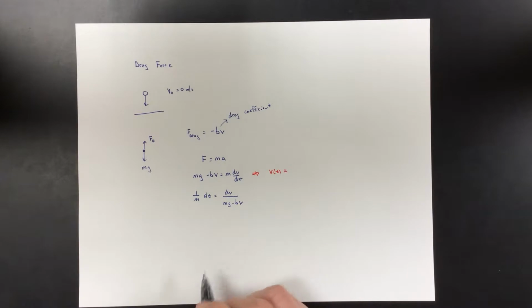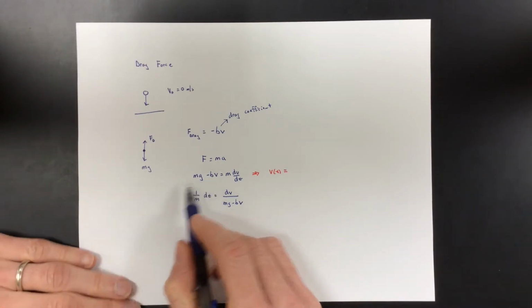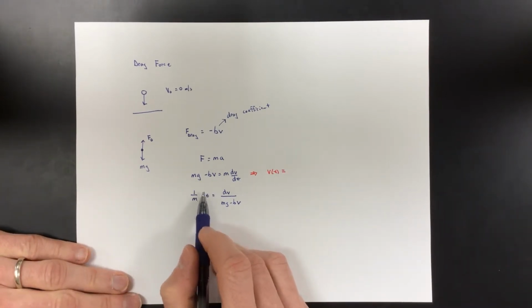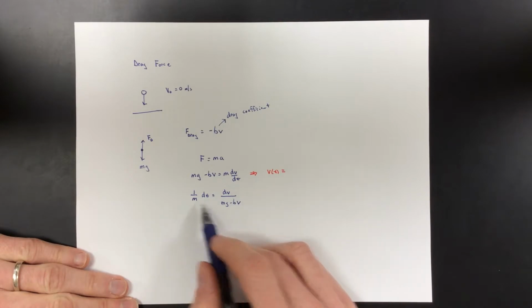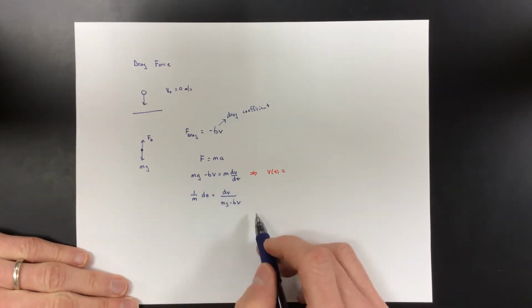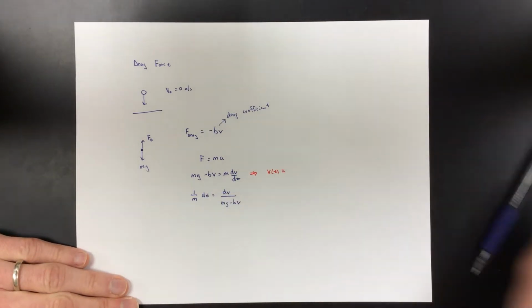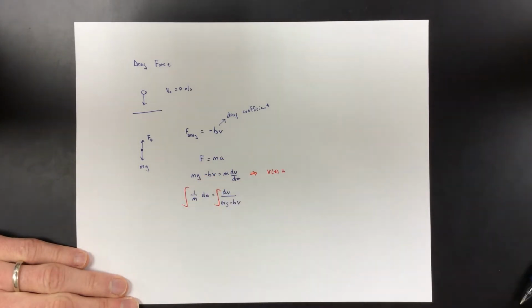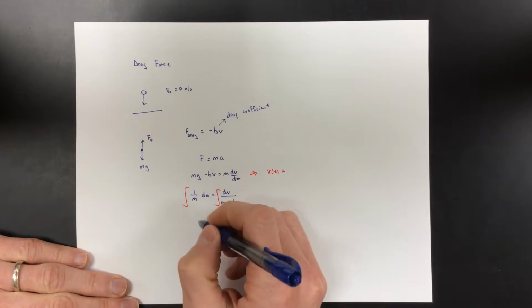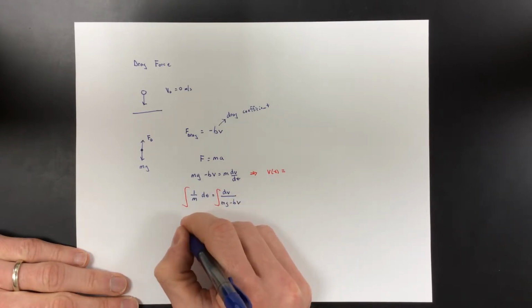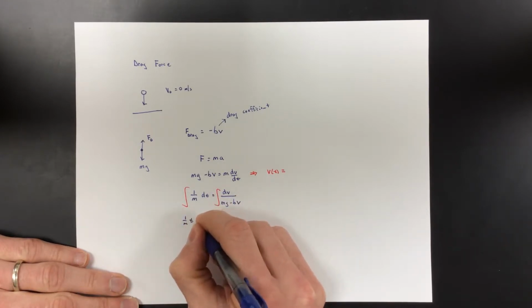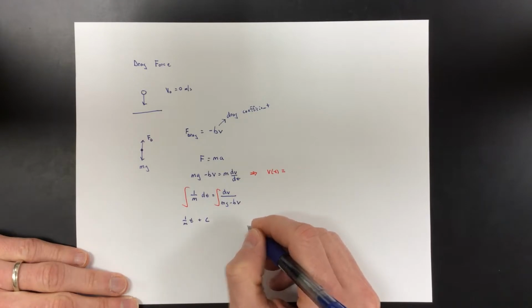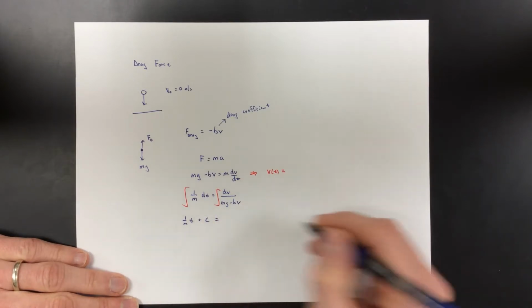I have successfully separated the variables. The t's, in this case there is no t yet, I'll get one when I integrate, are on one side, and the dv and the v's are on the other side. If you integrate both sides, so if that's a true statement, so is this. When I integrate, 1 over m is just some constant, and I get 1 over m times t plus some initial value c.